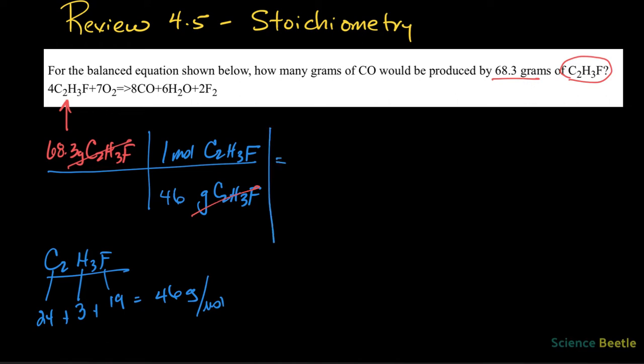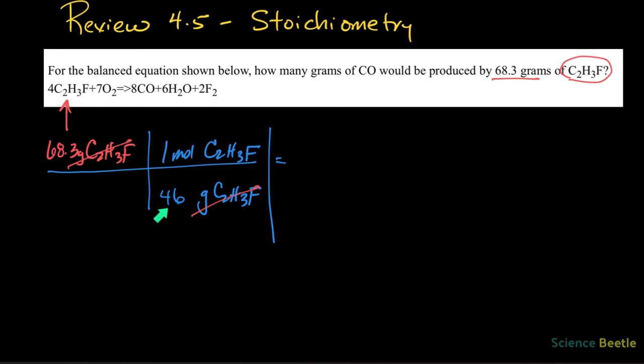Now, we could just go ahead and do the math. And so I'm going to go ahead and erase some stuff we don't need here at the bottom. And so if we do that math, we're going to take 68.3, divide that by the 46 down here at the bottom. And that should give us a value of 1.484 moles of C2H3F. And this is how much we have at the start. Okay, so it's important that we do that.